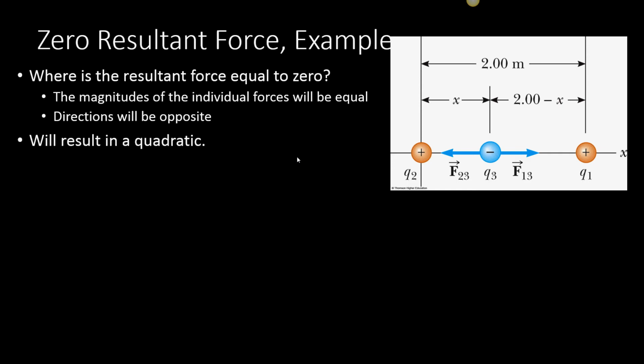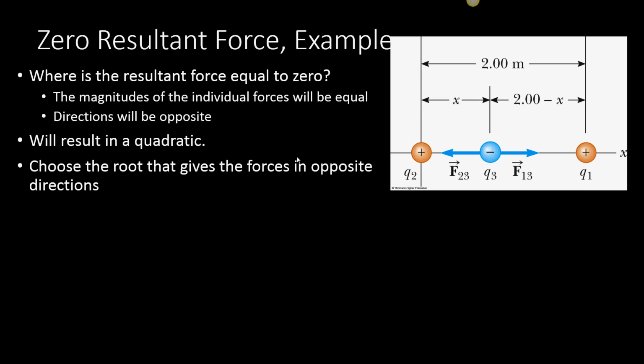When we do this work, we're going to get a quadratic equation. In this particular case, it's going to be a particularly simple quadratic equation. And when we get done, we'll choose the root that places the charge Q3 between Q2 and Q1. In other words, it's got to be between these two in order to be balanced.